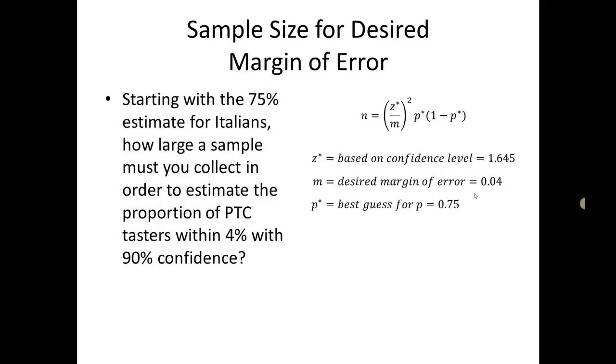P star is your best guess for what p is. Oftentimes there are things like pilot studies or previously collected data that can help you have at least an idea of what you think p is going to be, which is the case with this one. It told us to start with the 75% estimate for Italians. In situations where you really have no idea, then the most conservative estimate for p star is to use 50% or 0.5. So in this case, we're going to start with that 75%. And again, everything that goes into our formula must be in decimal form, so I'm going to use 0.75 in those calculations.